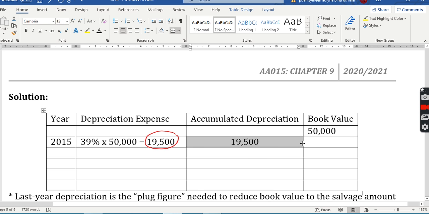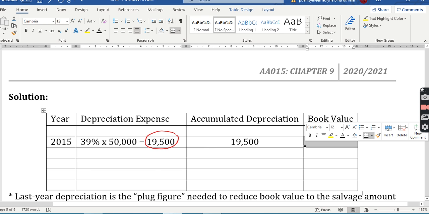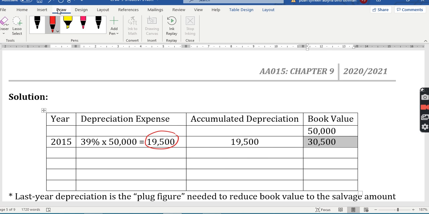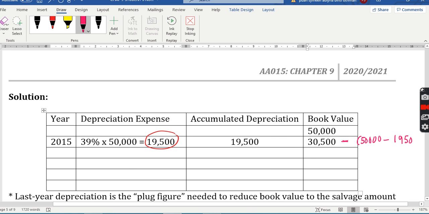The book value is 50,000 minus 19,500. That gives you the value of 30,500 ringgit. So you take 50,000 and minus 19,500, and this is where you get the book value for the first year. For the second year, we are still using the same rate, that is 39%.